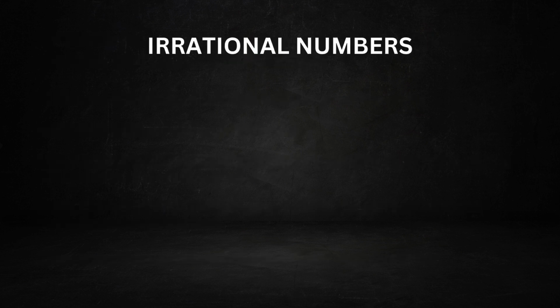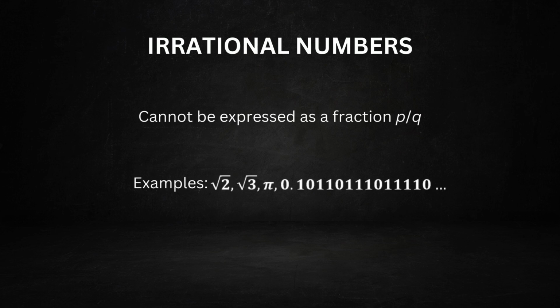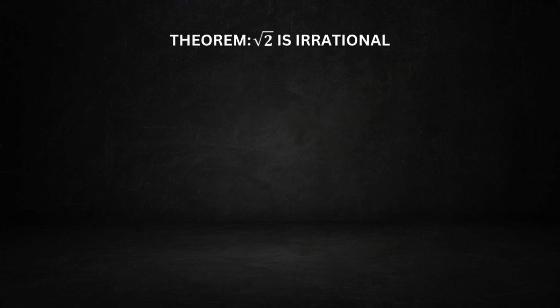Some numbers, like root 2 and pi, cannot be written as fractions. They are called irrational numbers. Let's now prove that root 2 is irrational. We will prove that root 2 is irrational using a method called proof by contradiction. This means we will assume the opposite, that root 2 is rational, and then show that this leads to a contradiction, proving that our assumption was wrong.